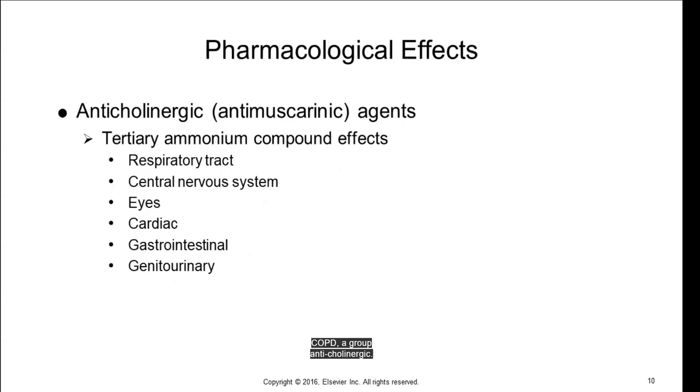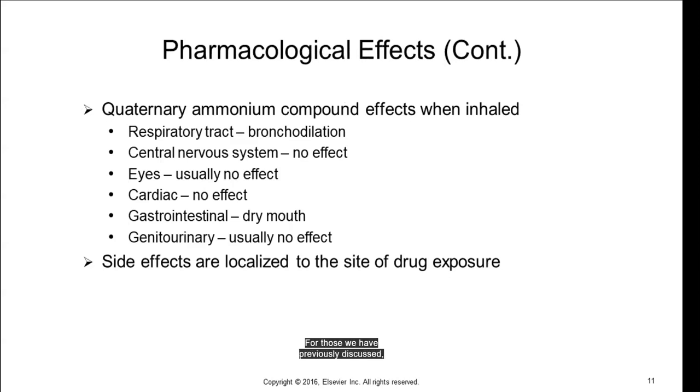As a group, anticholinergics have the effects of bronchodilation, decreased mucociliary clearance, and blockage of hypersecretions, altered CNS function, pupil dilation, and increased intraocular pressures, increased heart rate, dry mouth, and difficulty swallowing and urinary retention. For those we have previously discussed, they are known as quaternary compounds. Since they are given by inhalation, these side effects are greatly reduced.